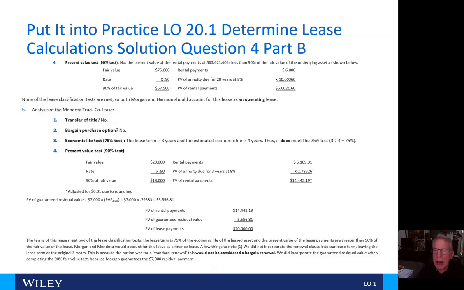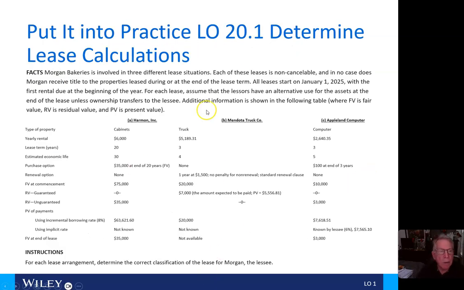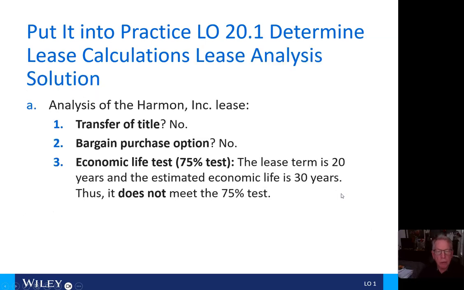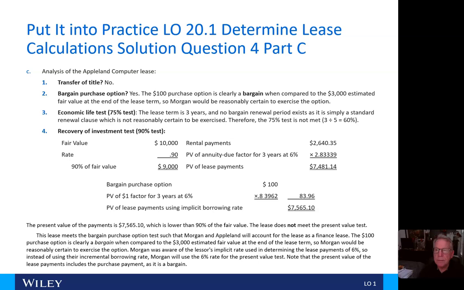Now, if we go back to the Appleland, here we're doing a computer, lease term of 3 years, etc. So now, if we look at Appleland, was there a transfer of title? No. Number 2, was there a bargain purchase option? Yes. The $100 purchase option is clearly a bargain when compared with the $3,000 estimated fair value at the end of the lease term. So Morgan would be reasonably certain to exercise the option.